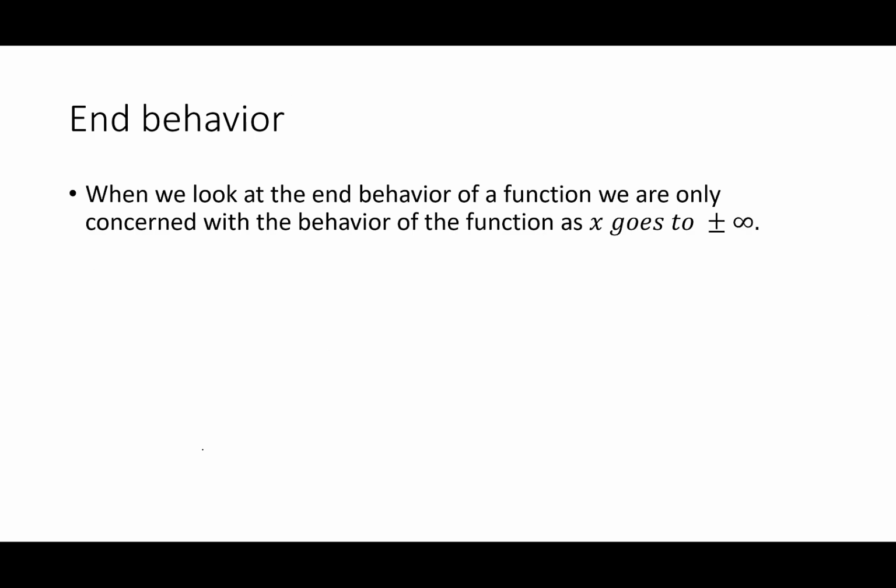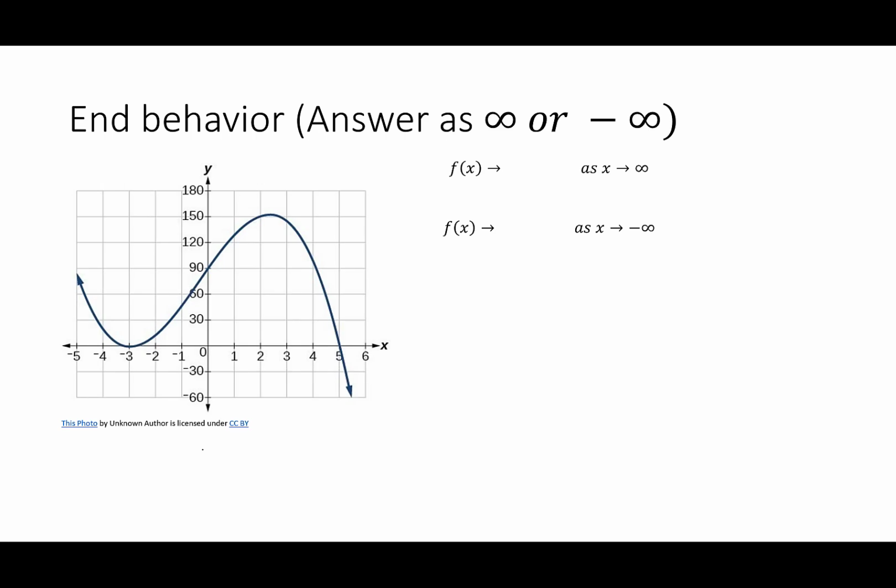So we're going to spend a lot of time talking about end behavior. When we look at the end behavior of a function, we are really just concerned about what's going to happen as x goes to positive infinity or as x goes to negative infinity. So we're going to start by looking at a graph, and that will help us determine what we're looking at. So what we're saying first is when x is going to infinity, what's happening to my function?